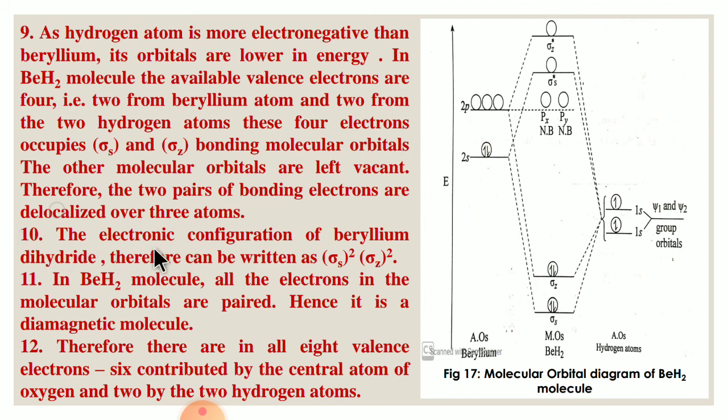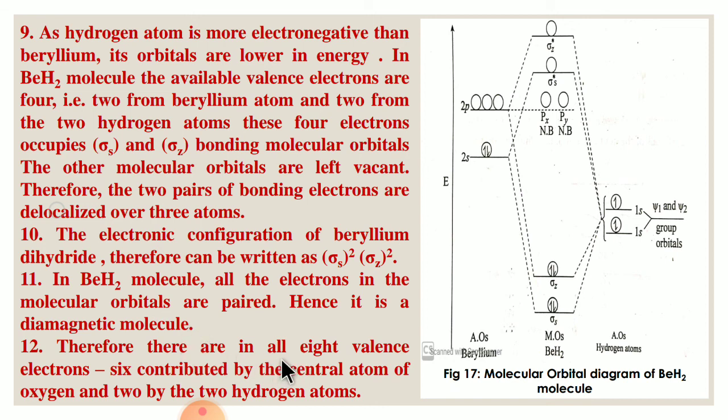Next point, the electronic configuration of beryllium dihydride can therefore be written as sigma s raised to 2 and sigma z raised to 2. These are the electrons shown at the top of this orbital. Next point is, in the BeH2 molecule, all the electrons in the molecular orbitals are paired. Hence, it is a diamagnetic molecule. So, the magnetic nature is diamagnetic.